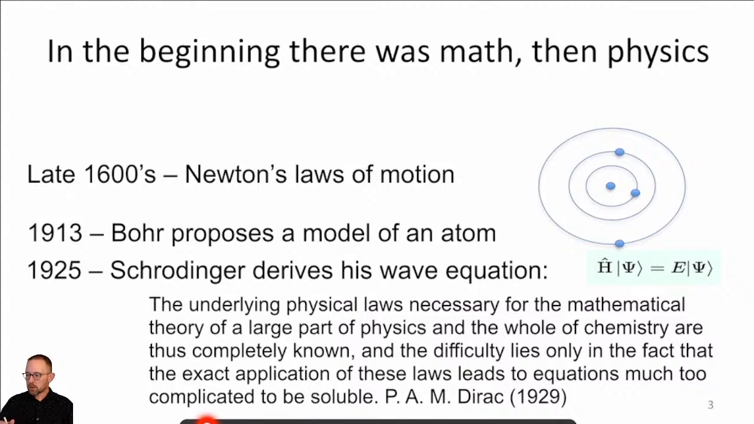Then a little more than a decade later, Schrödinger derived his wave equation that's shown over here. And this was a new way to think about electrons. Around this decade, Paul Dirac famously said, this is the only equation we need. It's perfectly exact, and the problem is that it's just too complicated to solve because this equation has so many dimensions, multiple dimensions for each electron, and that makes it difficult to solve.